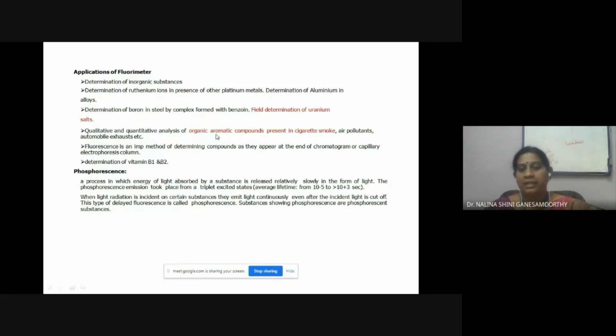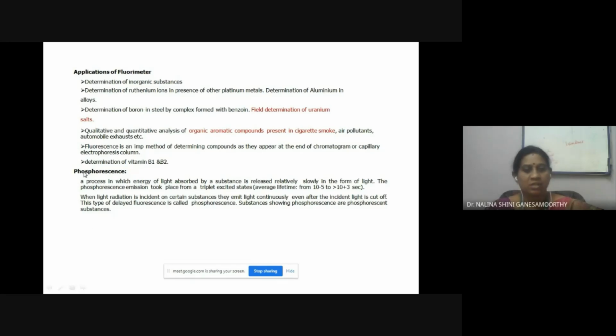Qualitative and quantitative analysis of organic aromatic compounds present in cigarette smoke, air pollutants. Right? Next, the determination of vitamin B1 and B2. Field determination of uranium salts. Determination of aluminum in alloys. So remember these and study them. Right, this is fluorescence.